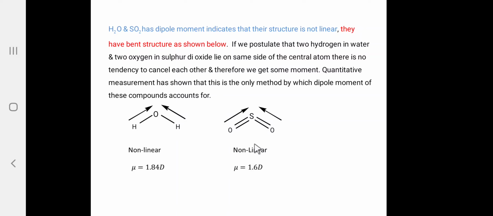So here these are the non-linear molecules, and here mu is equal to, in the case of water, it has a dipole moment and its value is 1.84 D. In the case of sulfur dioxide, its value is 1.6 D. So this is the case for water as well as sulfur dioxide.